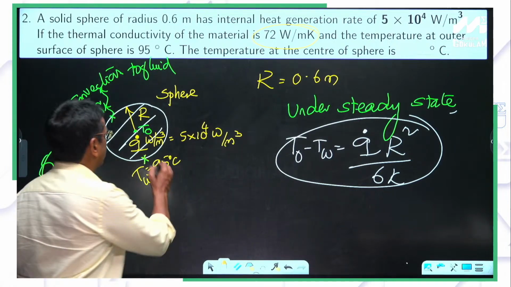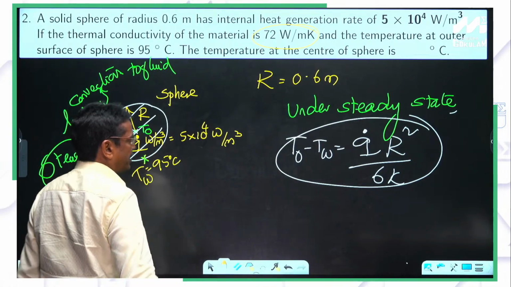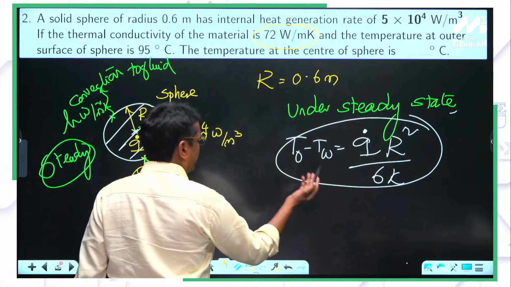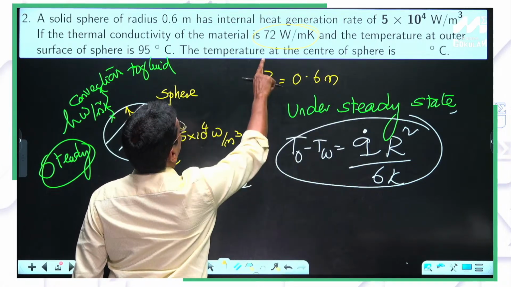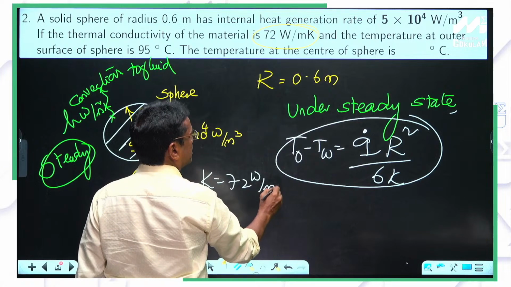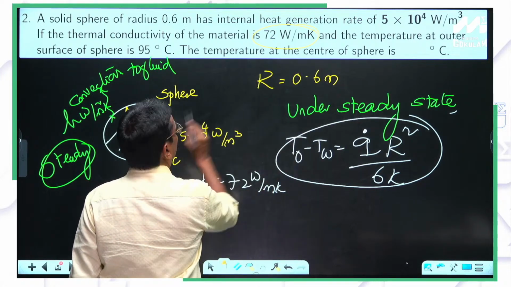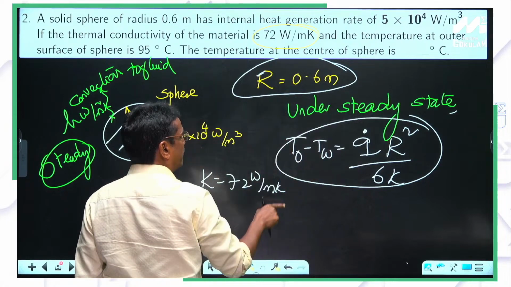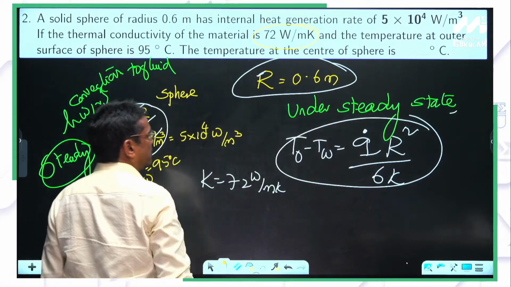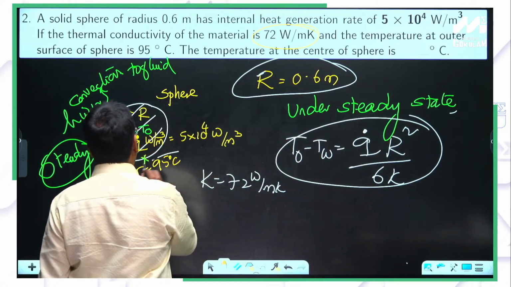T naught is the maximum temperature, which you see as the central line temperature. Q dot is given, and K is given as 72 watt per meter Kelvin. R is given as 0.6 meter, the radius of the sphere. Q dot you have written here as 5 into 10 power 4. TW is also given.